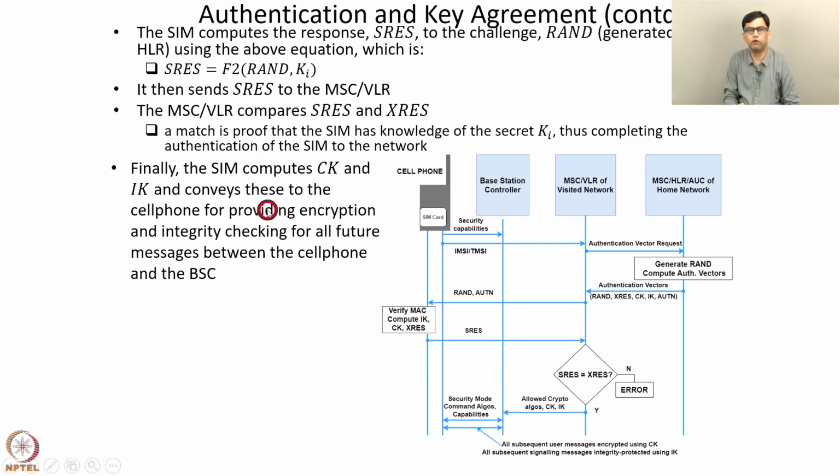So operations involving the secret key KI are performed by the SIM, whereas these keys CK and IK are transferred from the SIM to the cell phone, and the ciphering and integrity protection is done by the cell phone. This is similar to that in GSM. We have seen the reason for this: KI is a secret key and it should not leave the SIM. So all operations involving the secret KI are performed in the SIM.